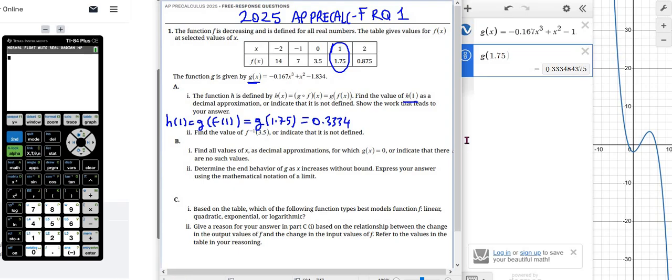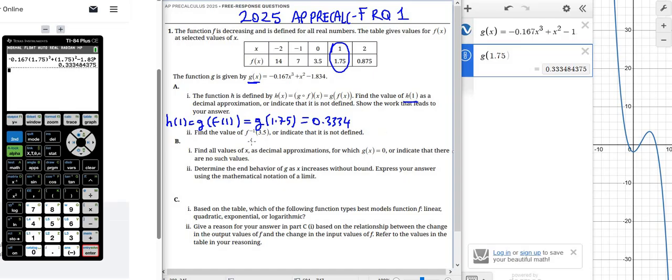If you didn't know this feature of Desmos, you could use your TI-84 by plugging in the x value as 1.75. So negative 0.167, and instead of x, type 1.75 raised to the third power, plus, again instead of x, 1.75 raised to the second power, minus 1.834, and just enter. You get exactly the same value.